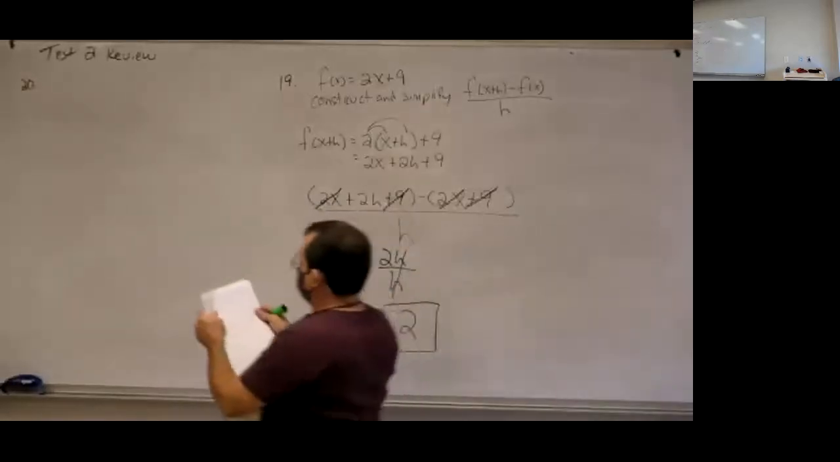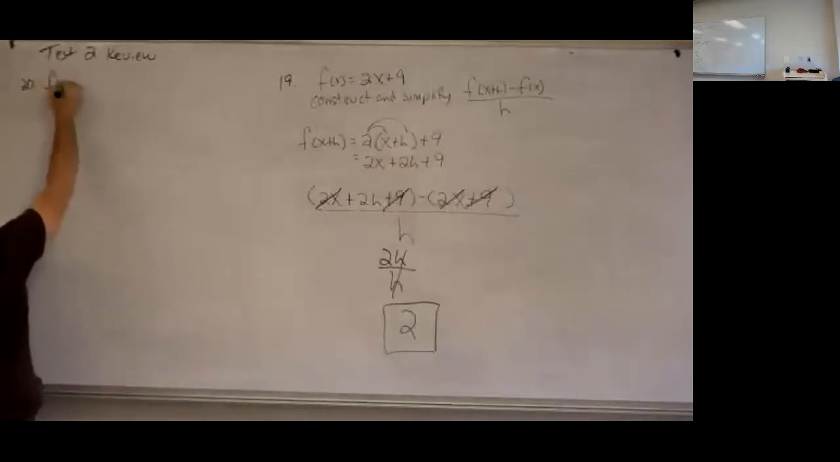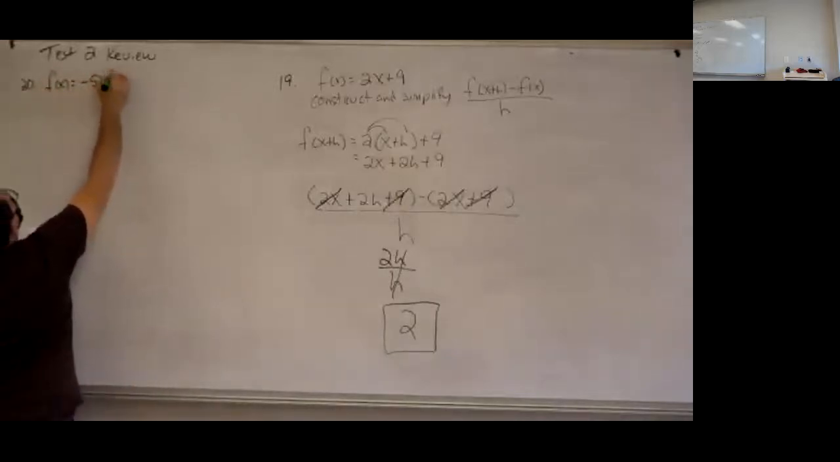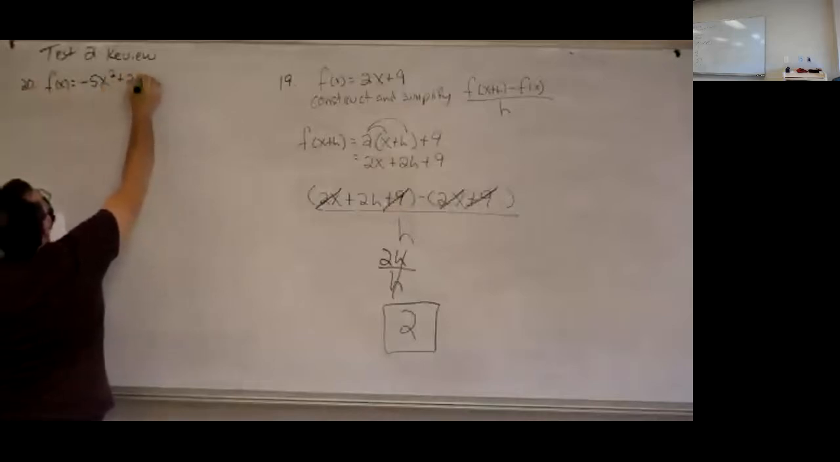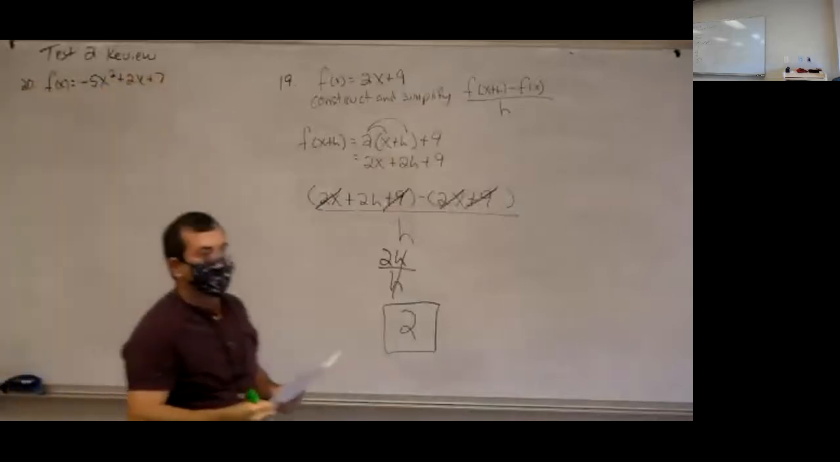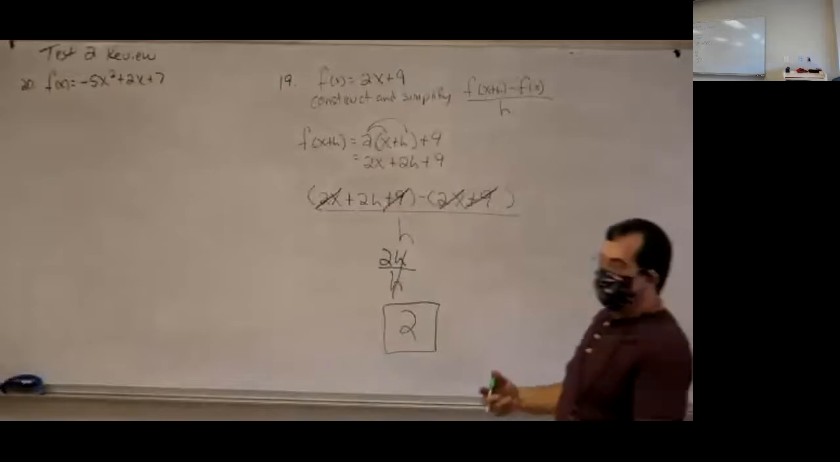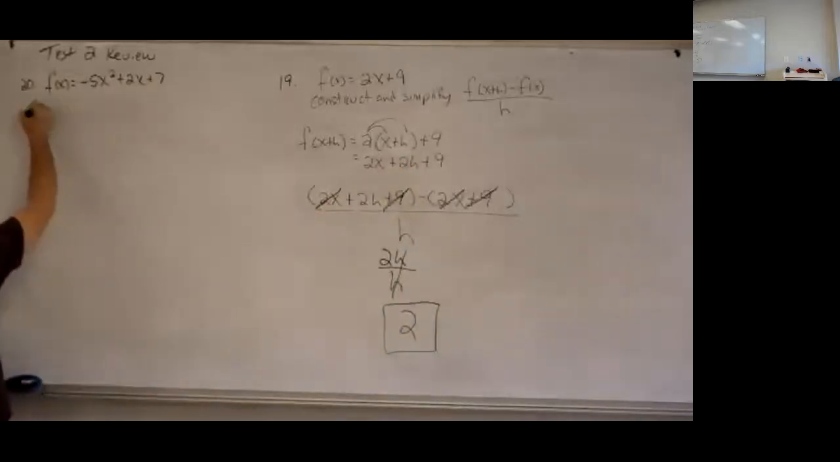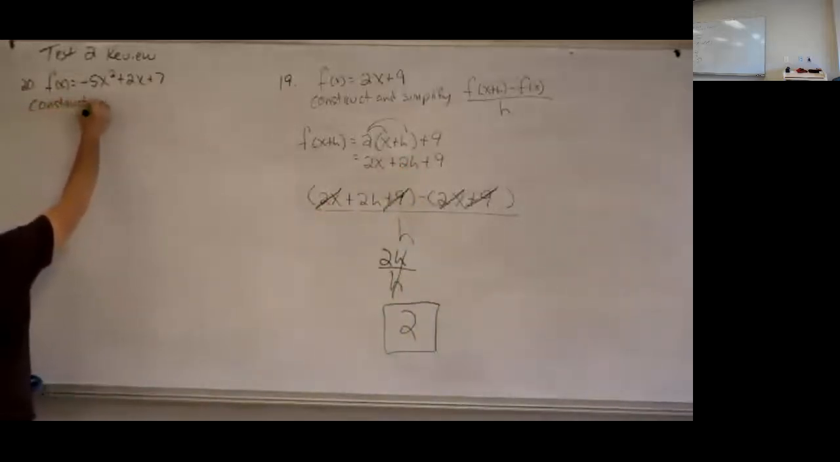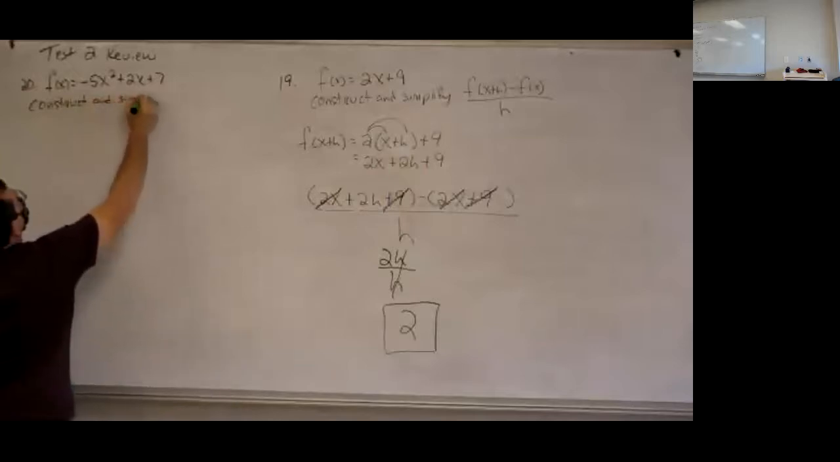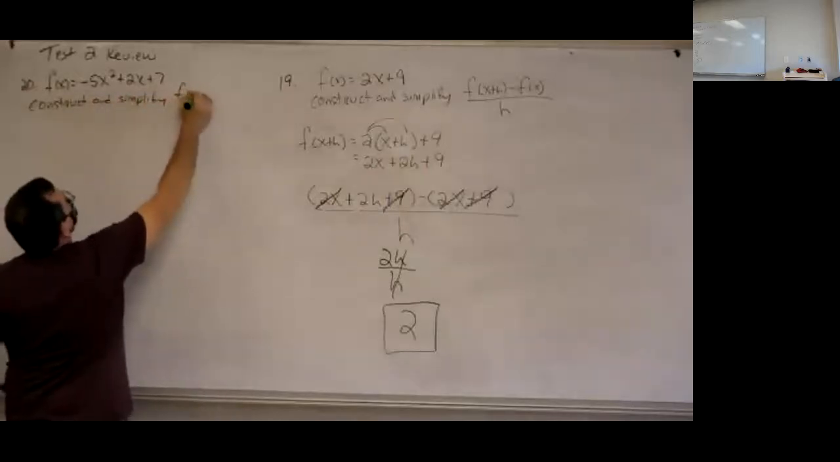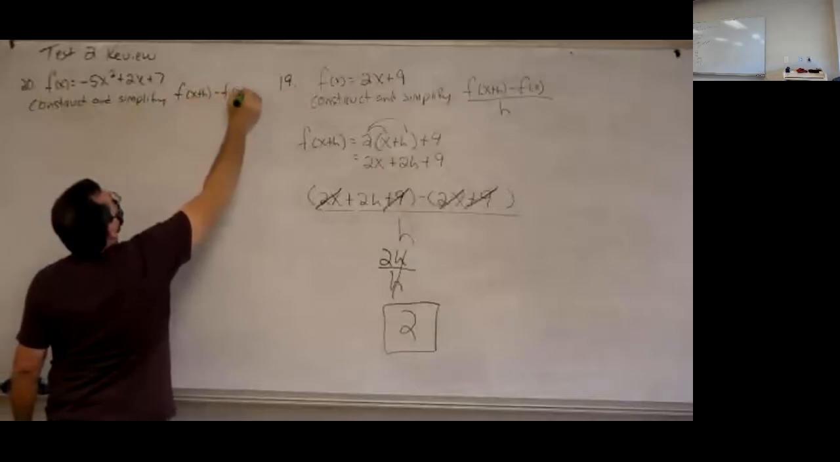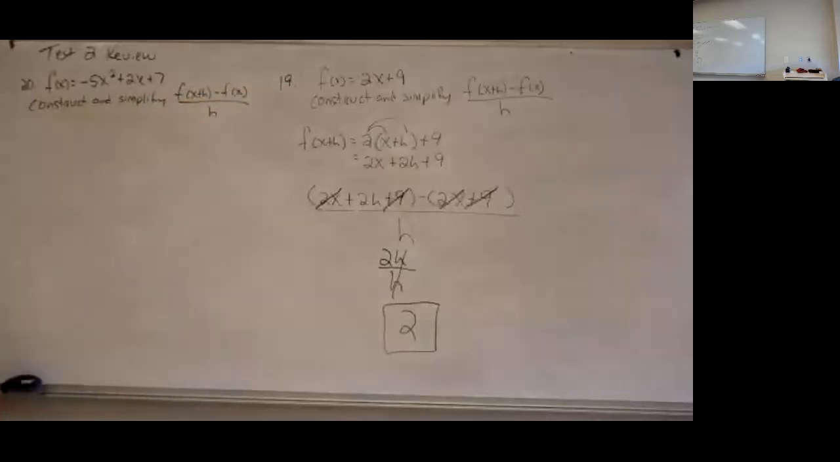So they're giving me f of x equals negative 5x squared plus 2x plus 7. Once again, they want me to construct and simplify the difference quotient. Which means I got to find that f of x plus h stuff. So here we go. F of x plus h.